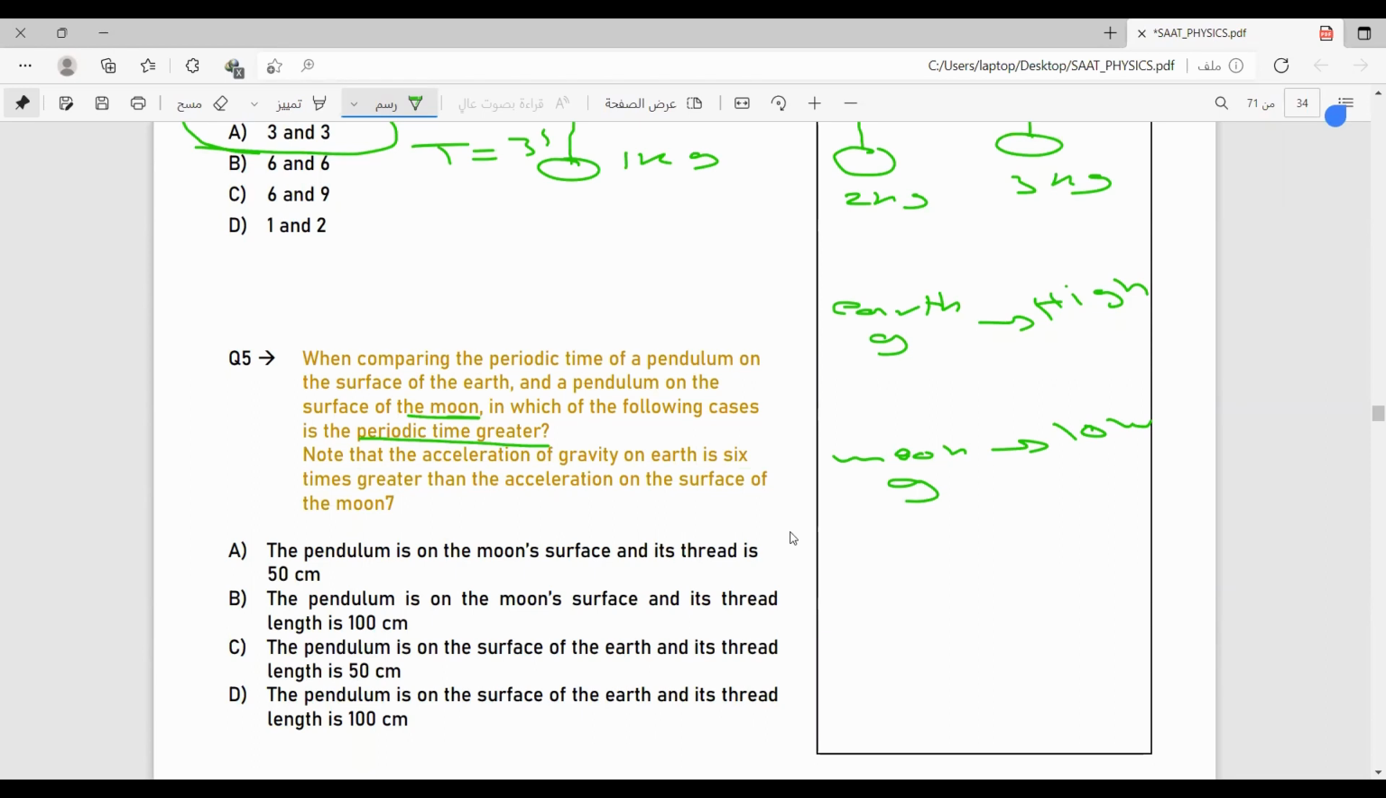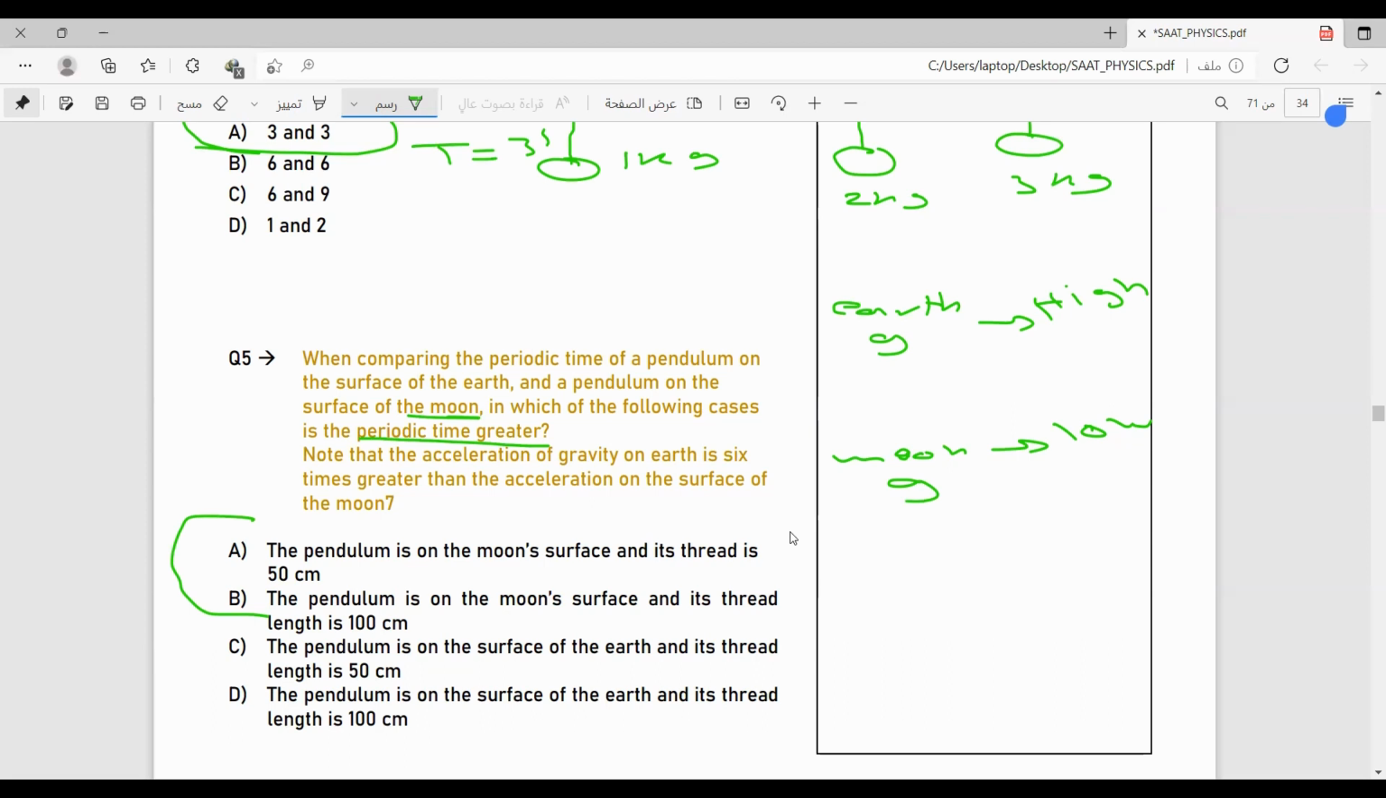So let's see now the answers. The pendulums on the moon's surface and the Earth. Now we'll focus only on A and B. We will neglect C and D. Why? Because they say the Earth will be high. No, it will not be high on the Earth. The periodic time will be lower. And even D is about the surface of the Earth, so it will be low. We are now limited to A and B. Now, what is the right answer here? Which one is right?